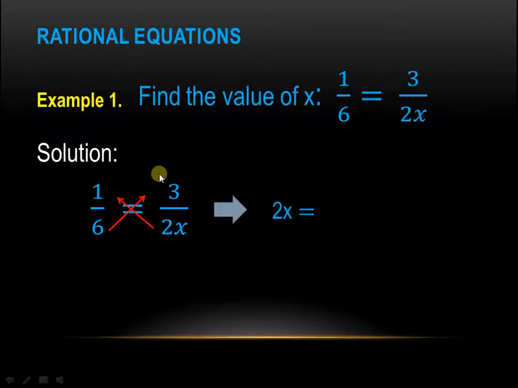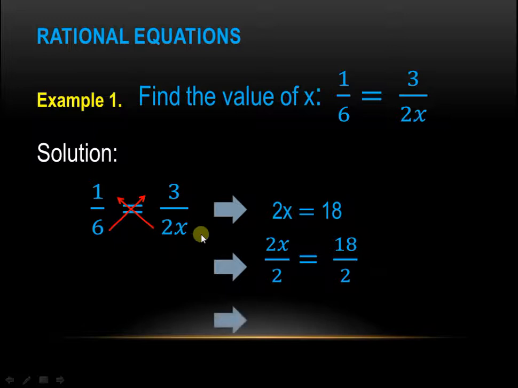Let us continue. 2x crossed to that one, multiplied to 1, will give us 2x. 6 crossed to 3 will give us 18. So, this is now our new equation. The next step is to solve for x by dividing both sides by 2. So we have 2x divided by 2 and 18 divided by 2. We cancel the 2 and then divide 18 by 2. So we have x is equal to 9. It's easy, right? Let's continue with our next example.